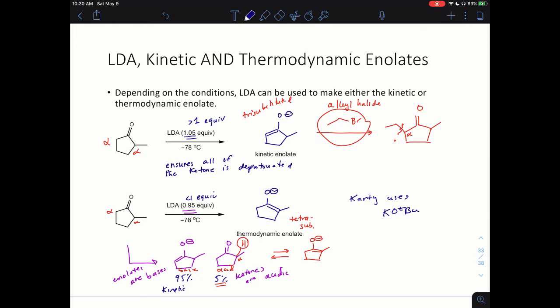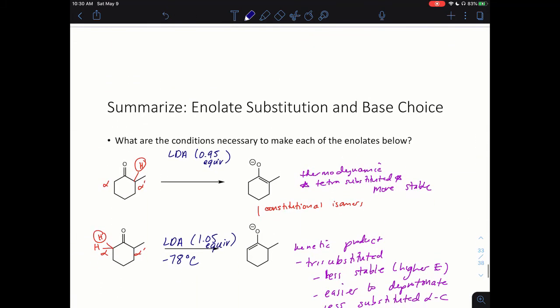And that's how I want you to do it if you need to use the thermodynamic enolate in an alpha alkylation. I'm going to show you in a second. So you could do this with LDA at negative 78 degrees Celsius, or you could use potassium t-butoxide, but just understand if you do that, your equilibrium constant is less than 1.